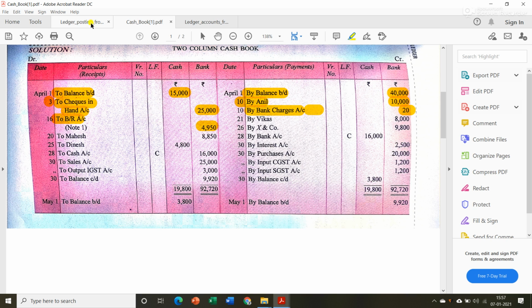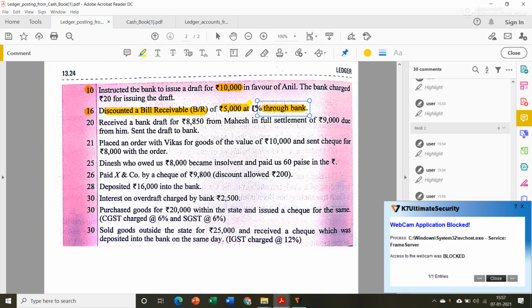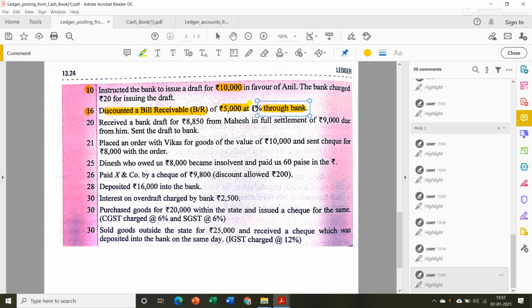Again I'm repeating, pay very much attention. We discounted a bill receivable. A bill receivable is nothing but a piece of paper. It was worth rupees 5,000. We paid it to the bank and they gave us money after deducting 1% interest. Okay, 1% of 5,000 is 50. So after deducting these 50 rupees, the remaining amount, that is 4,950, we received from the bank.